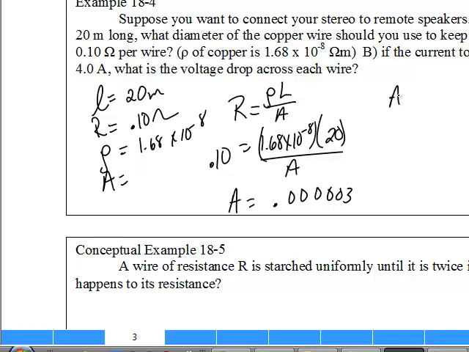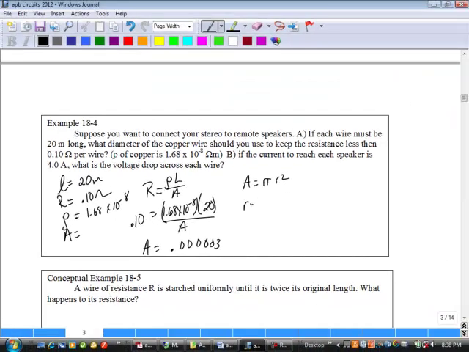I can say that area is going to equal pi r squared, and divide that answer by pi, and then take the square root. Gives me a radius of 0.0010 meters.